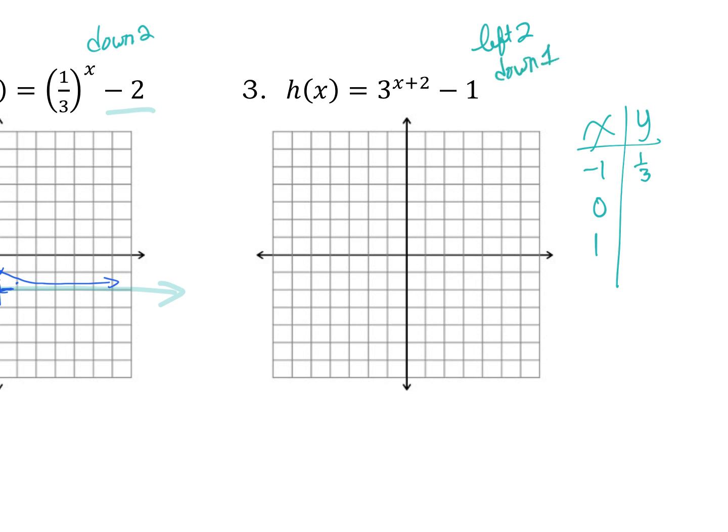Okay, so asymptotes at y equals -1. And we're going left 2, down 1. So there's our new crosshairs. I'm filling in these points. Yeah. Okay, so now what?